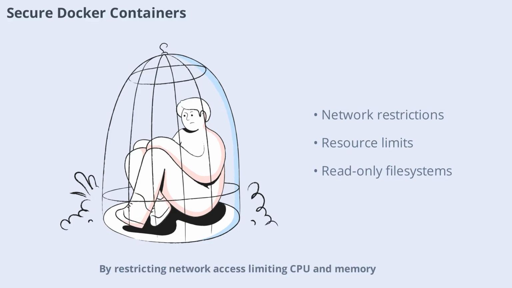Docker containers are widely used to isolate code execution in AI systems. By restricting network access, limiting CPU and memory, and using read-only file systems, containers provide a secure environment for running untrusted code. Regularly updating container images and monitoring for vulnerabilities further strengthens security.